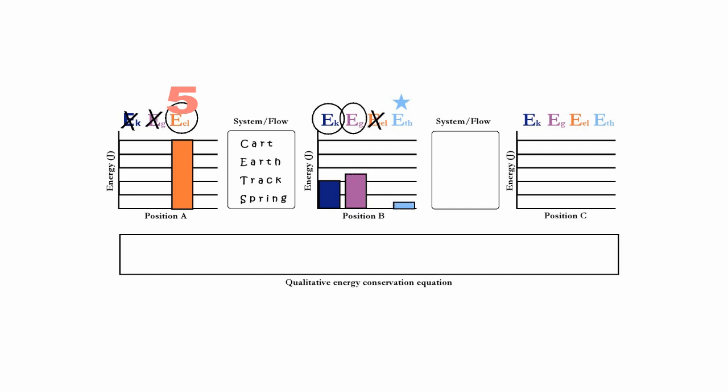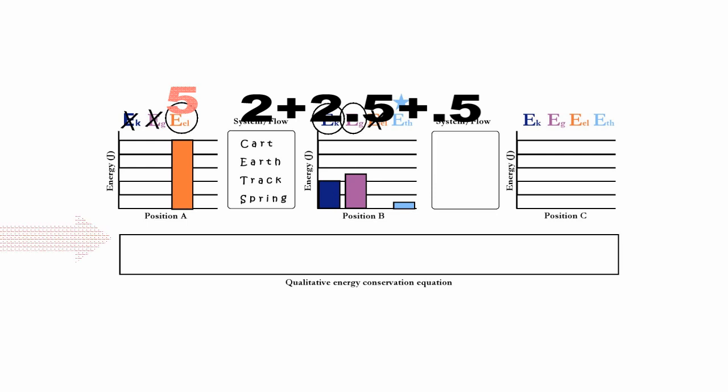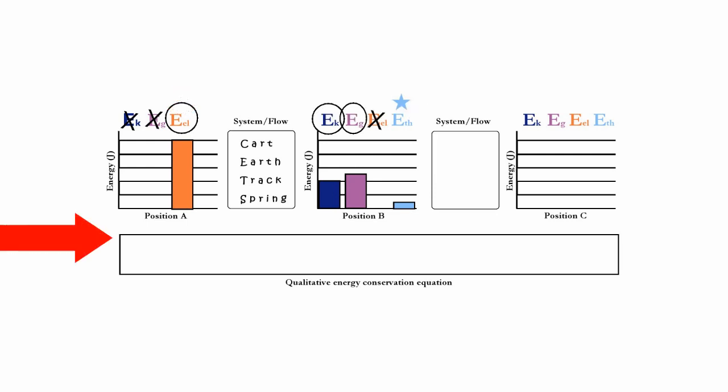One more possible solution. Is this one correct? Yes, 2 units of EK plus 2.5 units of EG plus 1/2 unit of thermal energy equals 5 units of energy, and we have some in each of our required columns. The final step is to write out a qualitative energy conservation equation. Remember, we're not worried about amounts of energy here, we just want an equation that includes all the energy storage types for both positions, as well as representing any energy that was added or taken out of our system.